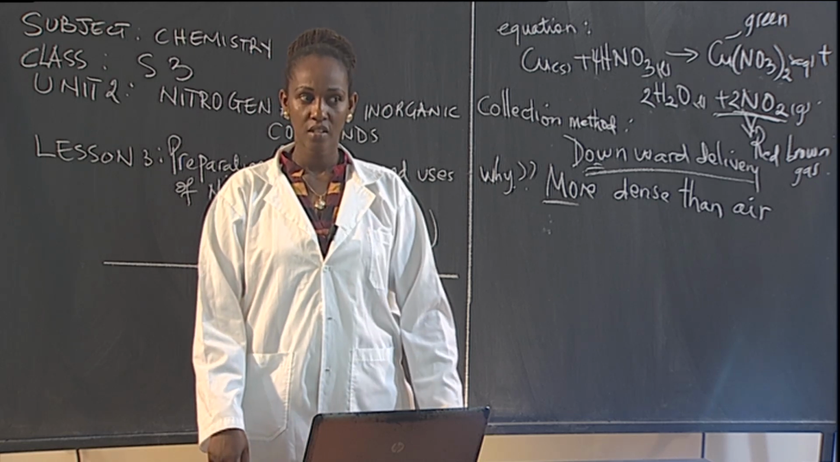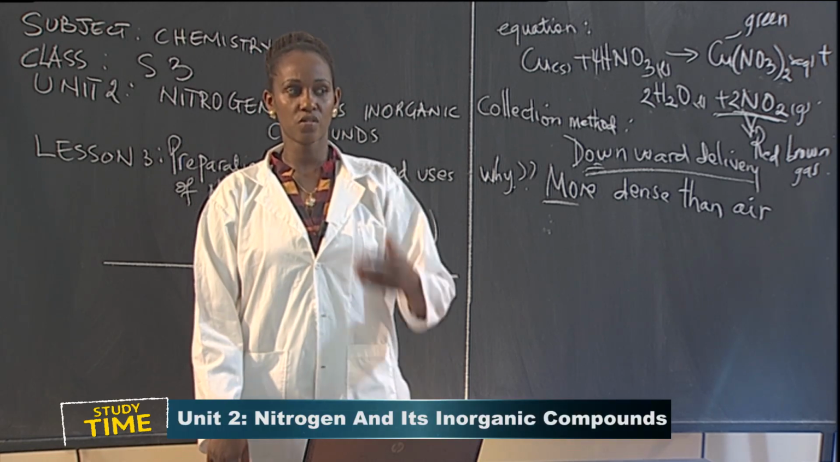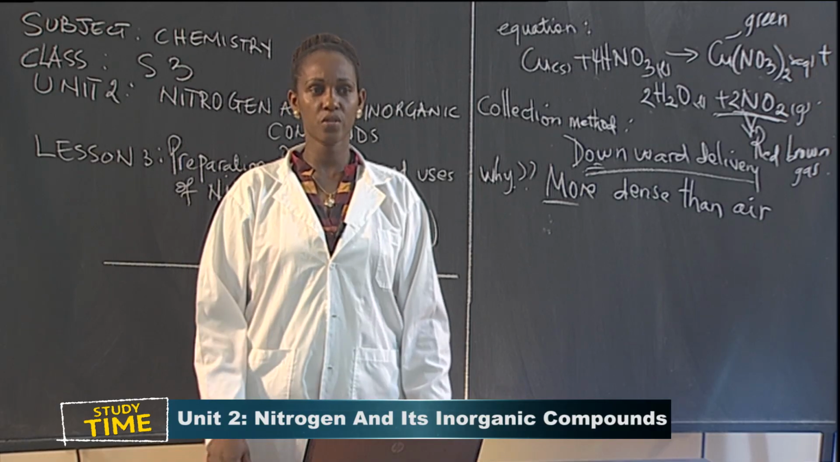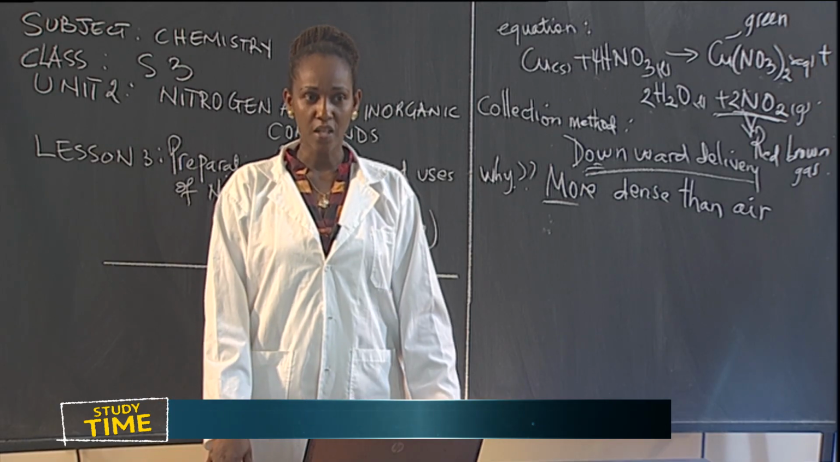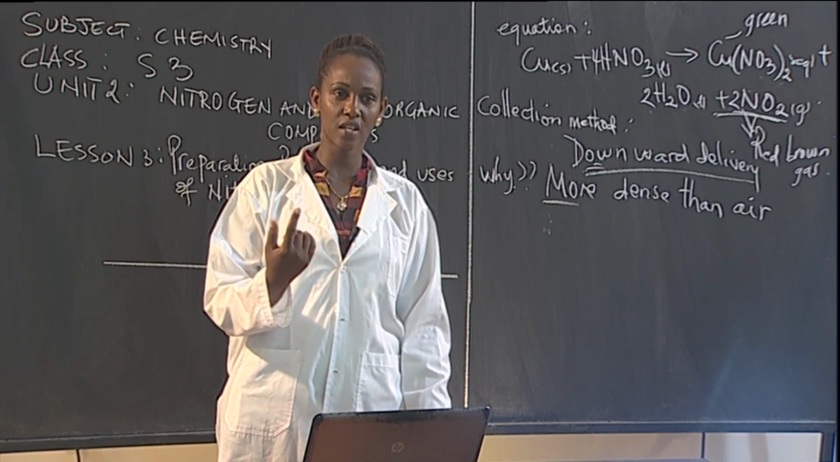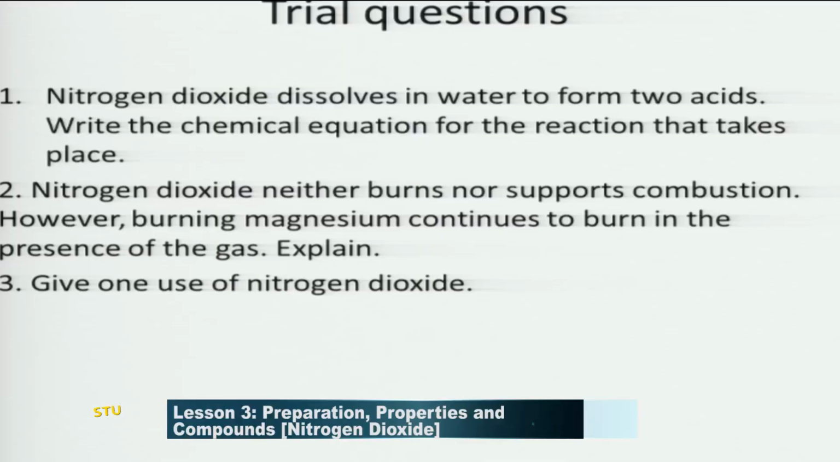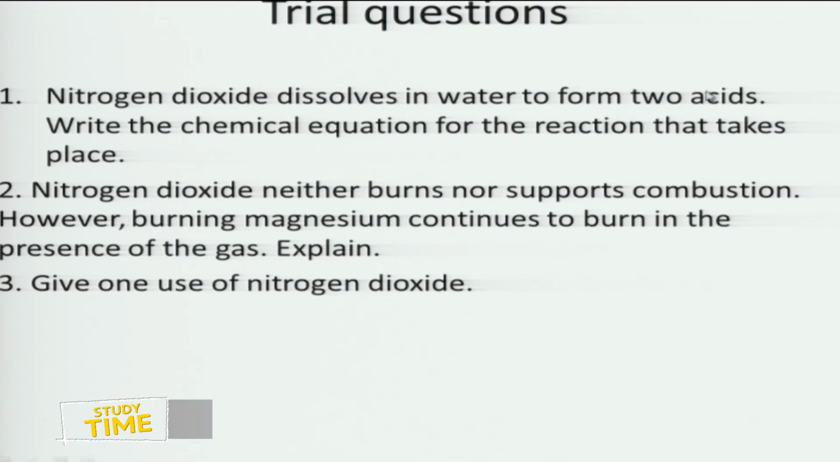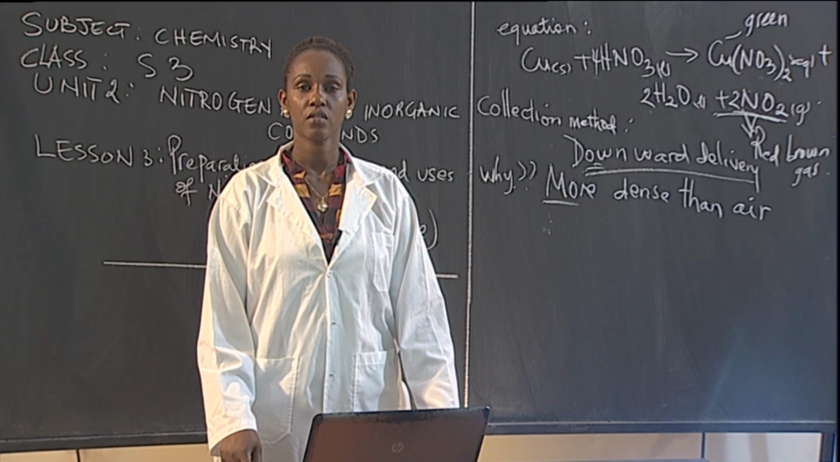All right? So these are some of the trial questions that you're going to do when you reach home. And by the time you come back, we shall pass through them. The first question is, nitrogen dioxide dissolves in water to form two acids. We talked about that. So write the chemical equation for the reaction that takes place. You remember the two acids we talked of.